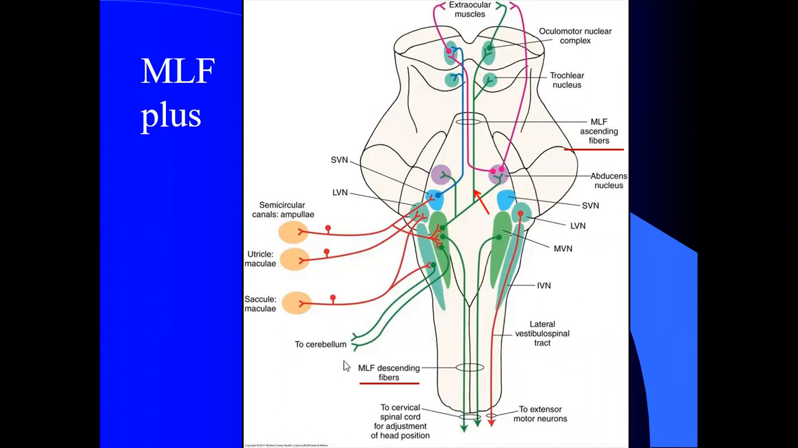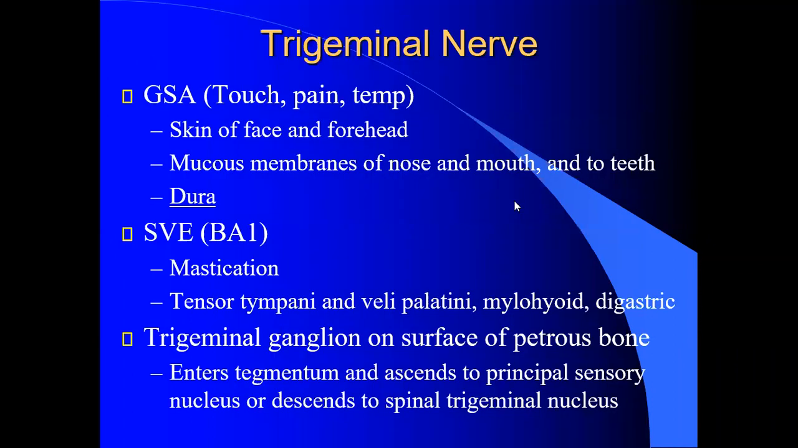And then there are, of course, the MLF descending fibers to the neck muscles, and we've previously discussed that. Well, I think this is a good diagram to keep things simple. All right, 7, 6. Now 5 is a lot more complicated. As complicated as 7 is, 5 is much more complicated.